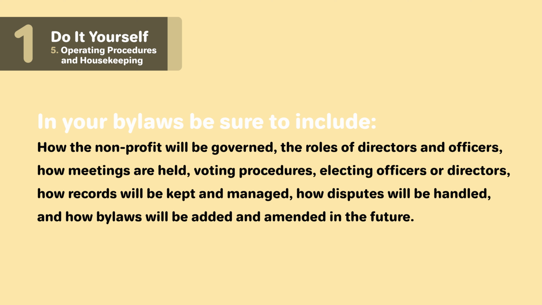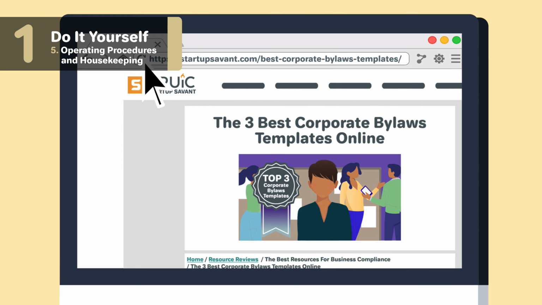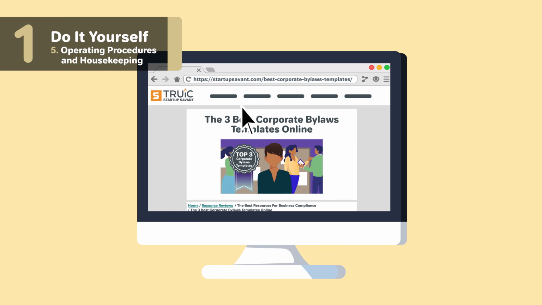meetings are held, voting procedures, electing officers or directors, how records will be kept and managed, how disputes will be handled, and how bylaws will be added and amended in the future. When you're ready to get started, check out some bylaws templates linked in the description below.